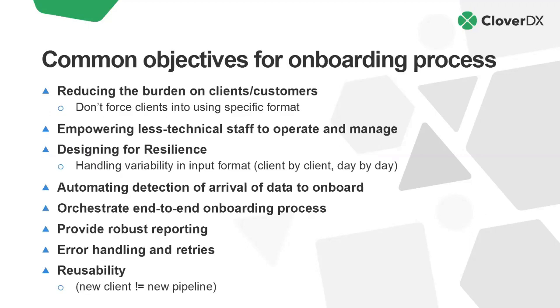Now, we want to go into the reasoning of why we're doing this in general. The idea is that let's reduce the burden on our clients and customers, right? Let's have a flexible, open format that doesn't force our clients into using specific formats that maybe they're unfamiliar with. So for example, we might have an application that receives data in API format natively, and that's great. When I say API, I mean JSON or something like that. But maybe we have customers that are more accustomed to using something like Excel. Let's not force them into using something they're not comfortable with.